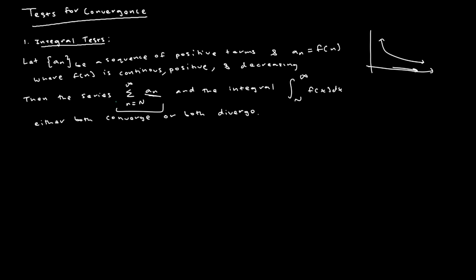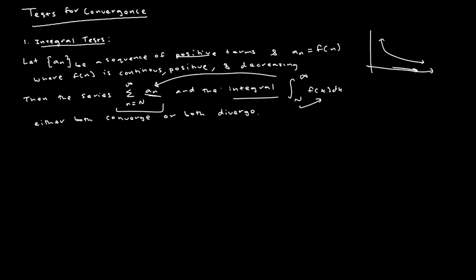a_n, and obviously a series is discrete, right? But if this sequence consists of positive terms, then we can write an analogous continuous version of that sequence and we call that f(x), and f(x) must be, by analogy, continuous, positive, and decreasing. And now we can see if this integral either converges or diverges, and based on the integral's convergence or divergence, we can say that the corresponding series, which is discrete, does the same.